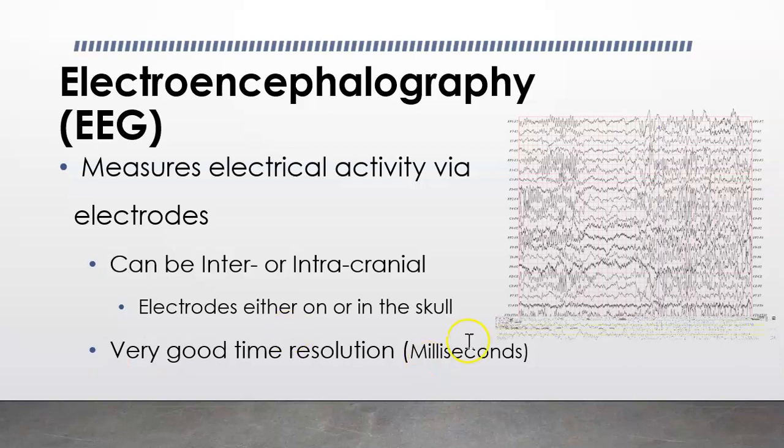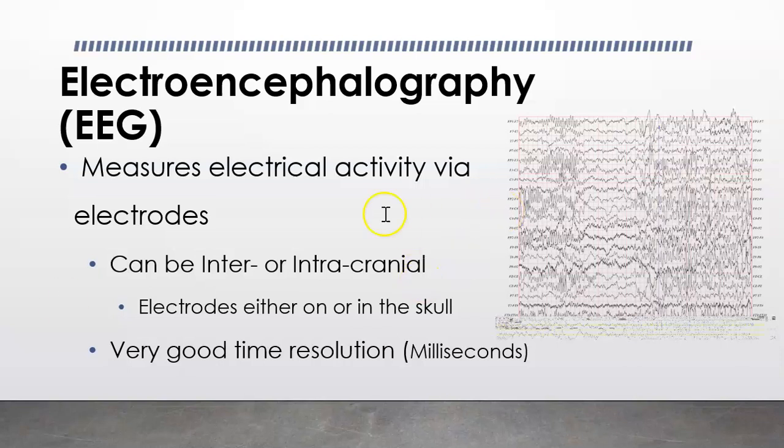Usually there are about 50 electrodes at a time that are recording. So you can see how different parts of the brain react at the same time to different stimuli. Usually this is extracranial, so outside the brain, but there are times where we'll do intracranial, which means inside the brain, or inside the skull.